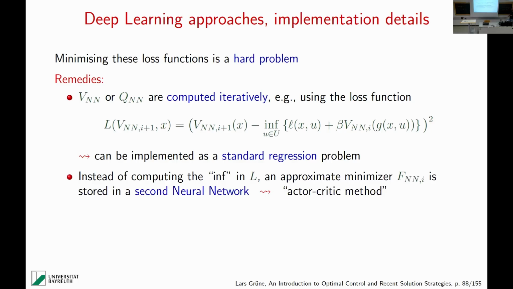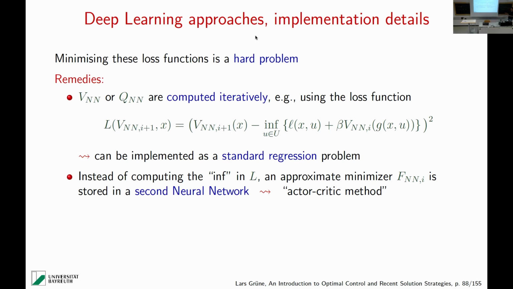Okay, so as I said, the inf is another problem here. In that implementation, the inf is there and it works okay. But in general, the inf is difficult because you have this inf inside a function that you want to optimize over. So it's like a nested optimization problem. One typical way to overcome this is to use another network, FNN i, which stores an approximate minimizer. So you first compute FNN i as an approximate minimizer to that term, and then use that here in place of U, and replace this infimum.